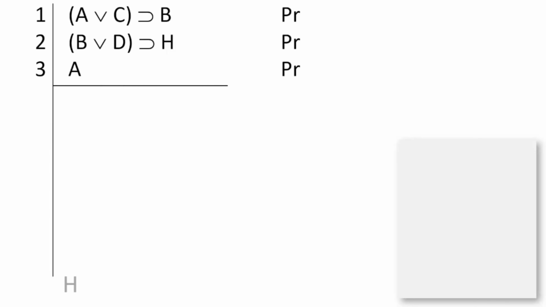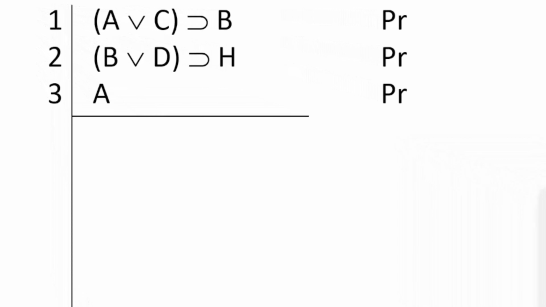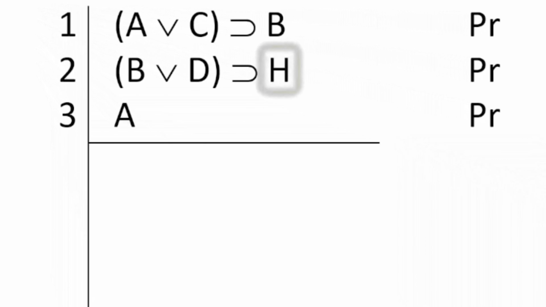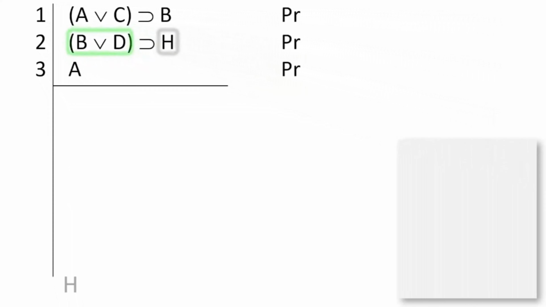We have three premises. We proceed just as we do usually. We want the conclusion, H. We try to locate it in the premises. We can see that it is the consequent of the conditional in line 2. We could apply Modus Ponens to get it if we could match the antecedent. So we would need to get B or D on its own line.